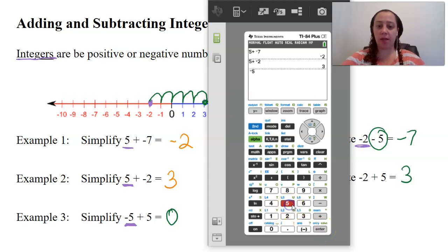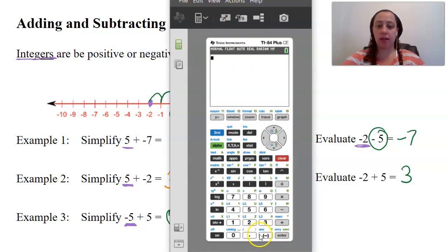Negative 5 plus 5. Here it was in the beginning, so we used the negative. We get 0. Negative 2, and here there's no plus sign, and it's in the middle, so we're going to use minus 5. We get negative 7, and negative 2 plus 5 is 3.